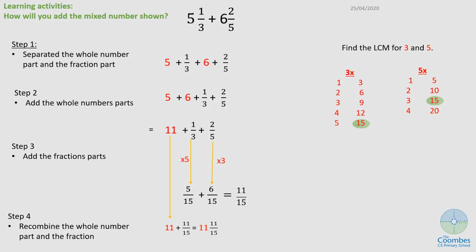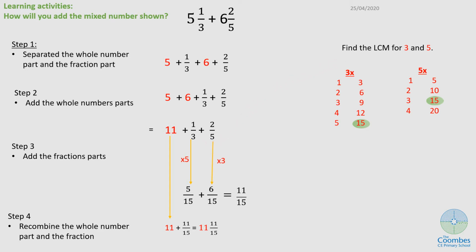Now, we have to add the whole number parts together. So I'm going to add the 5 and the 6. 5 add 6 will give me 11. Next, add the fraction parts. So I'm now going to add the 1/3 to the 2/5. Now, to do this, we have to use previous knowledge. So come with me to the right hand side.